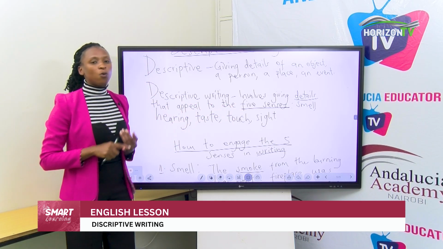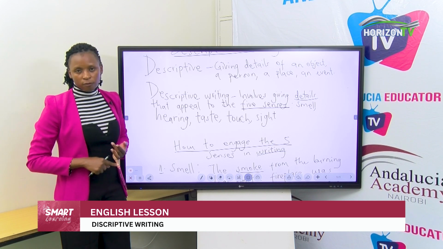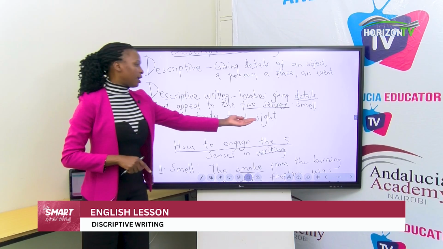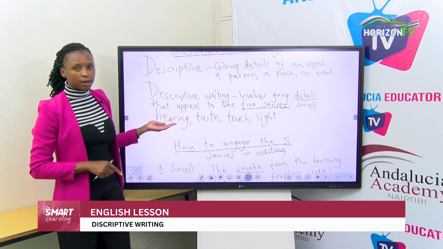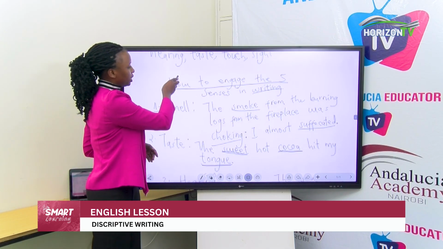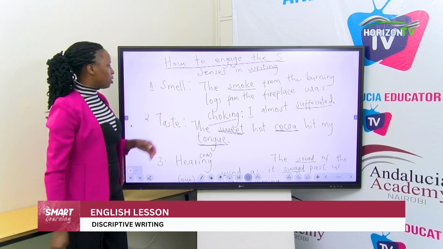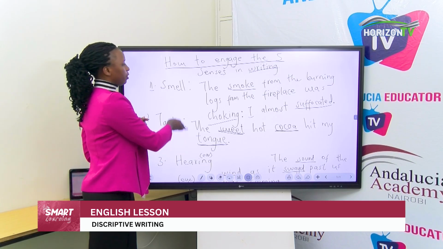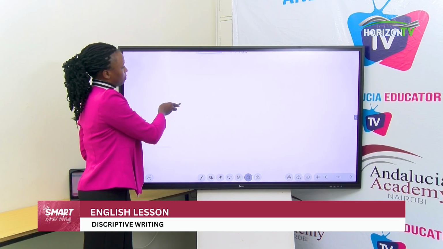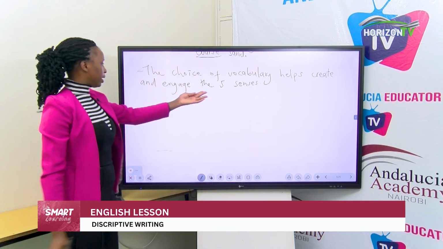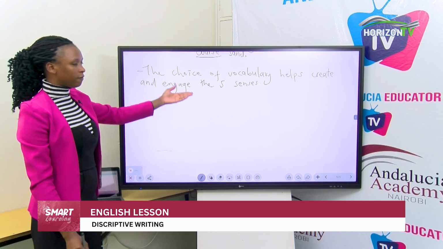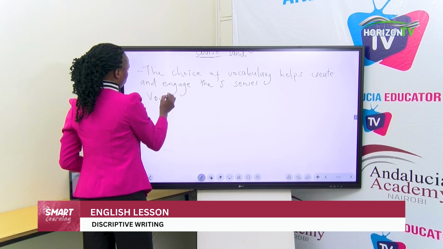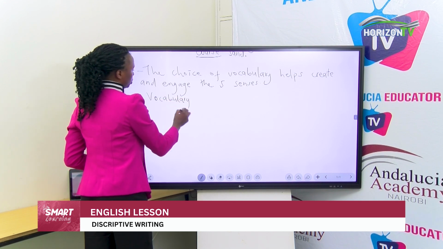If you want us to know what you tasted, choice of vocabulary. If you want us to know what touched you or what you touched, let us know. Sight, let us know. Smell, let us know. Hearing, let us know. So we are looking at how to engage the five senses in writing. We have said the most important thing is choice of vocabulary. Vocabulary, actually, if I was to define vocabulary, the choice of vocabulary helps us to create and engage the five senses. And then we are looking at vocabulary refers to the words being used, simple as it is. Don't struggle so much.